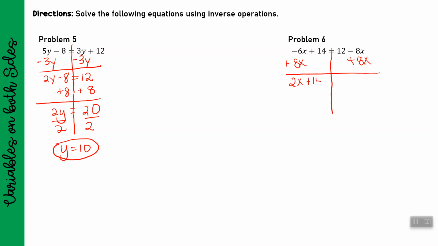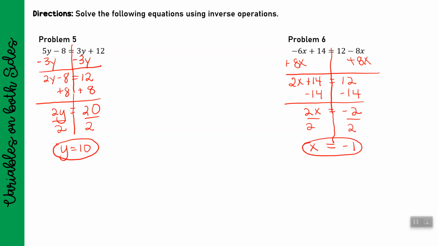Carry down my plus 14, and then equals 12. I'm going to subtract 14 from both sides. We get that 2x equals -2. Be careful here, we're subtracting a larger number. Divide both sides by 2. X equals -2 divided by +2 gets me -1.